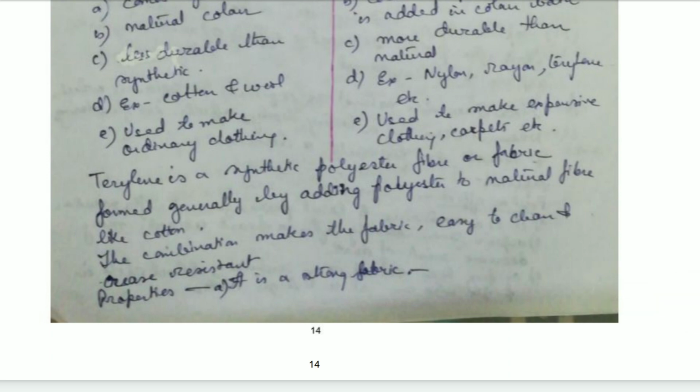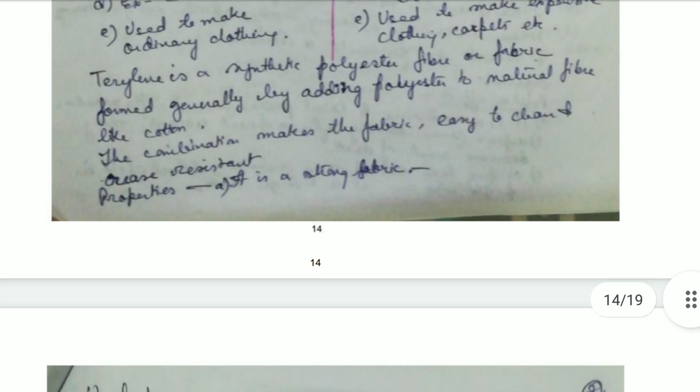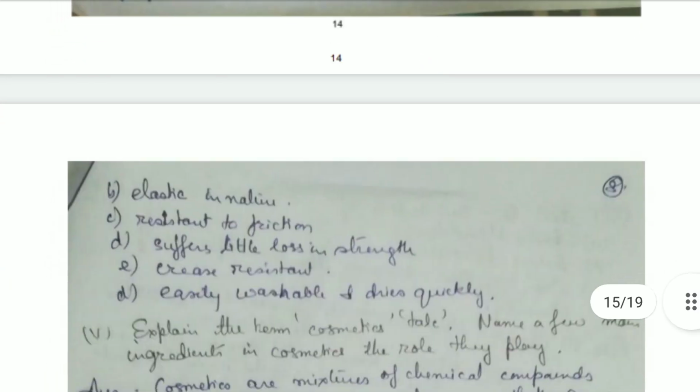The properties: it is a strong fabric and it is elastic in nature. Under friction, it suffers little loss in strength. It is crease resistant, it is easily washable, and it also dries up quickly.